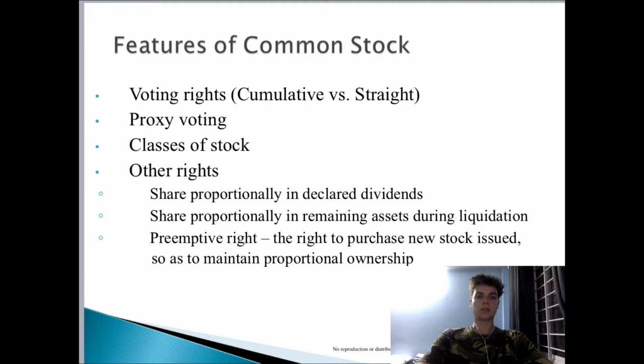Different classes of stock can have different rights. Owners may want to issue a non-voting class of stock if they want to make sure that they maintain control of the firm. Other rights exist, such as to share proportionally in declared dividends or also in remaining assets during liquidation. The preemptive right is the right to purchase new stock issued so as to maintain proportional ownership.